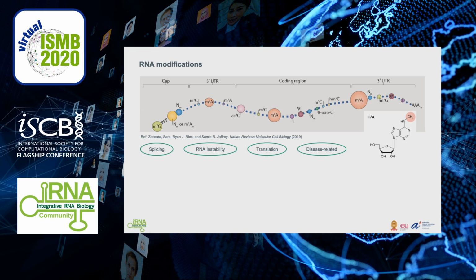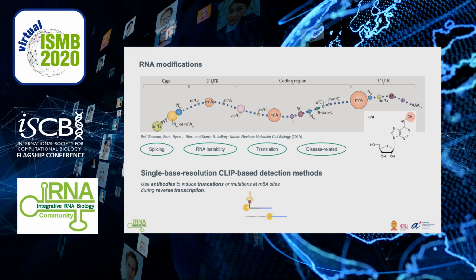M6A is one of the most common modifications in which the A nucleotide is modified by a methyl group. Currently, these modifications can be identified at a single base resolution by CLIP-based methods. The CLIP-based methods use antibodies to bind at M6A sites, making the modified reads truncated during reverse transcription.